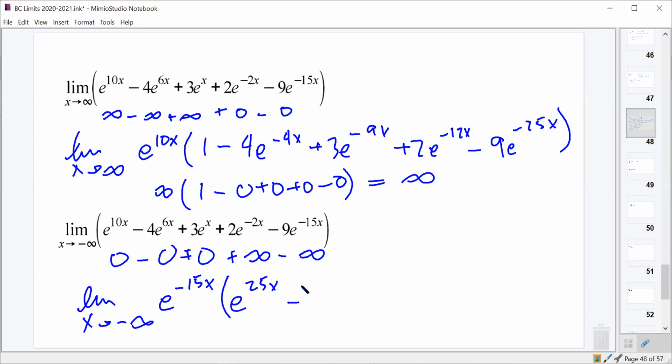It's going to give us minus 4e to the 21x plus 3e to the 16x. And let's see, what's that? Plus 2e to the 13x and minus 9. And now within here, this e to the negative 15x, as x goes towards negative infinity, what should that be?